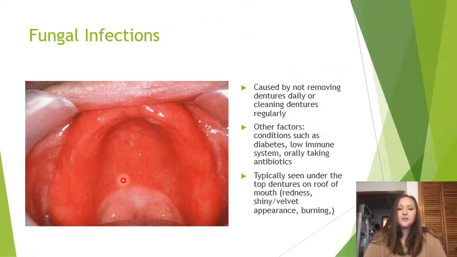You can see by this picture, typical signs that you're going to see are a redness, a shiny velvety appearance, and burning. This is going to be very uncomfortable, almost like exposed skin.